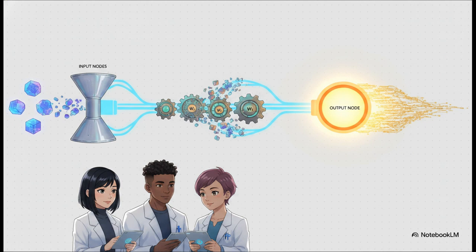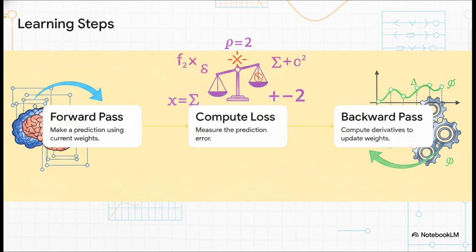Raw data enters on the left side through input nodes, and as this data travels forward along the paths toward the output node, it gets multiplied by weights, labeled as W1 through W5. These weights are essentially the machine's current best guess at just how important each piece of input data actually is. This forward movement is exactly how the neural network makes its initial prediction. But of course, that initial prediction is almost never perfect right out of the gate.